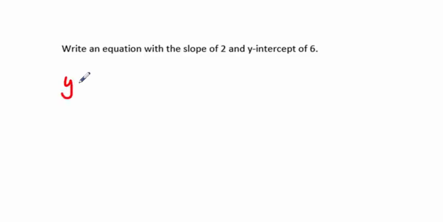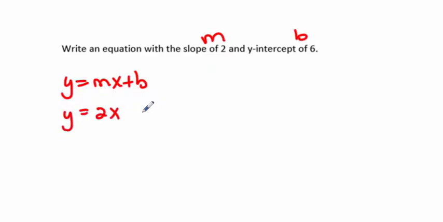What we have learned is called slope-intercept form, so y equals mx plus b. Well, m is always the slope, b is always the y-intercept. This is as simple as substituting 2 for m and 6 for b. It becomes y equals 2x plus 6. Again, that is slope-intercept form. Please stay tuned for a question to follow.